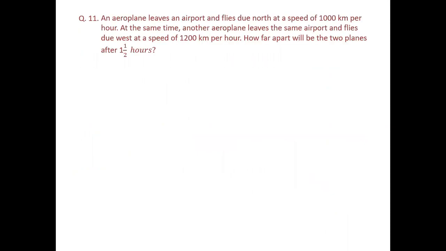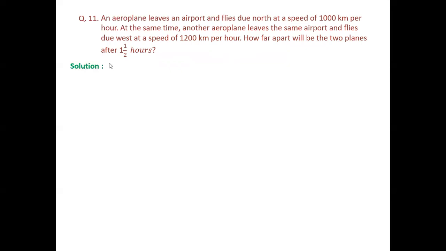Aeroplane leaves an airport and flies due north at a speed of 1000 kilometers per hour. At the same time, another aeroplane leaves the same airport and flies due west. It goes in the western direction at a speed of 1200 kilometers per hour. How far will be the two planes after 1.5 hours? This 1.5 hours is important.